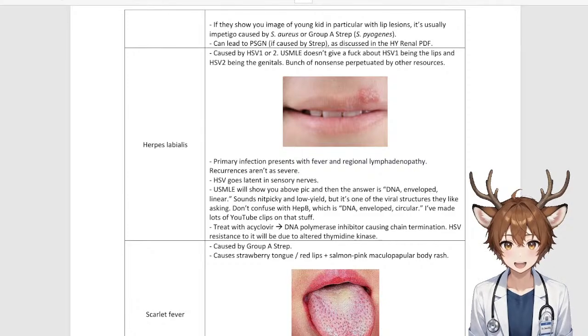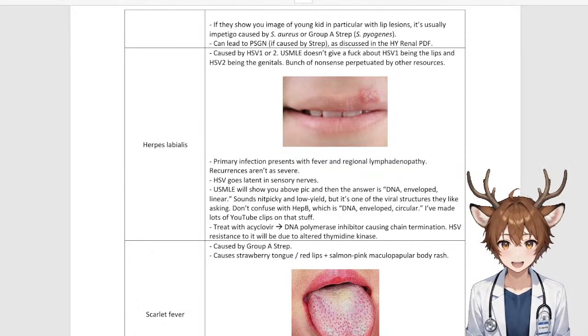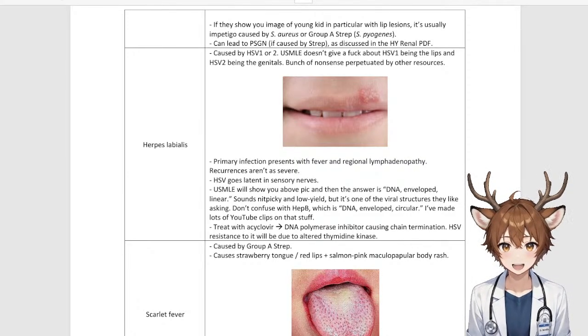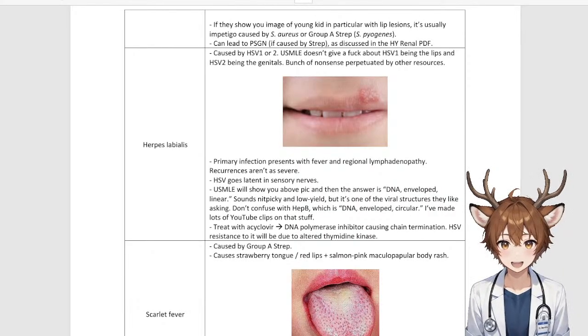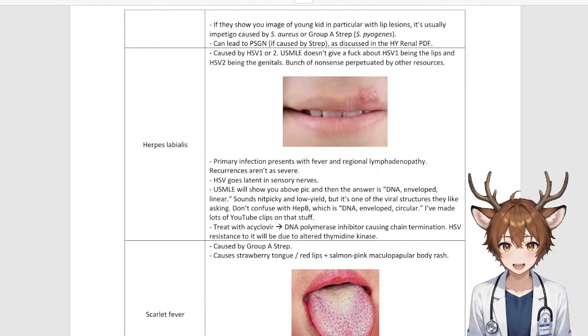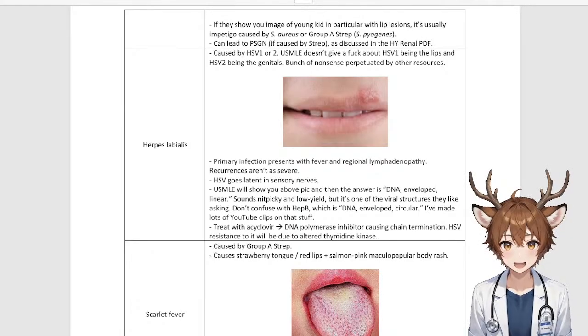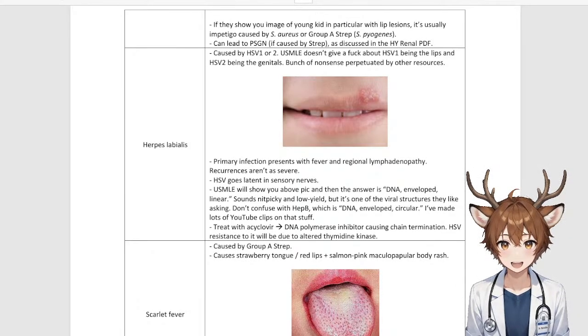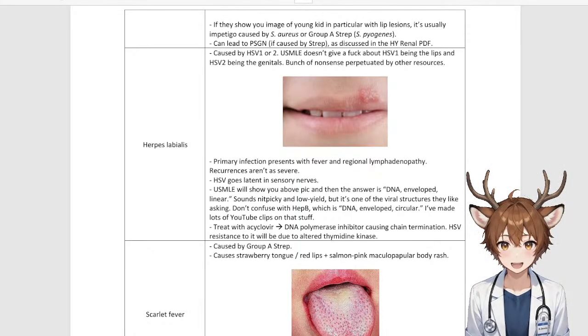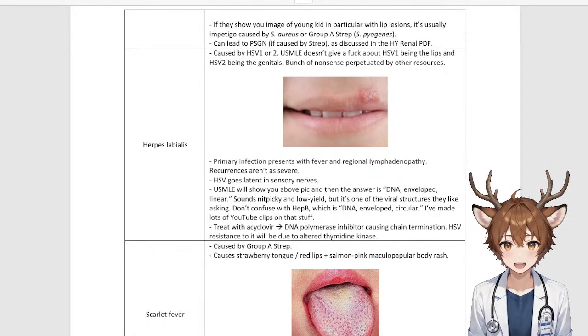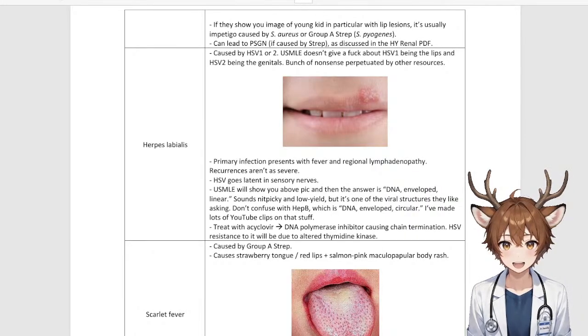Primary infections present with fever and regional lymphadenopathy. Recurrences aren't as severe. HSV goes latent in sensory nerves. USMLE will show you a buff pic, and then the answer is DNA, enveloped, linear. Sounds nitpicky and low yield, but it's one of the viral structures they like asking. Don't confuse with Hep B, which is DNA enveloped circular.